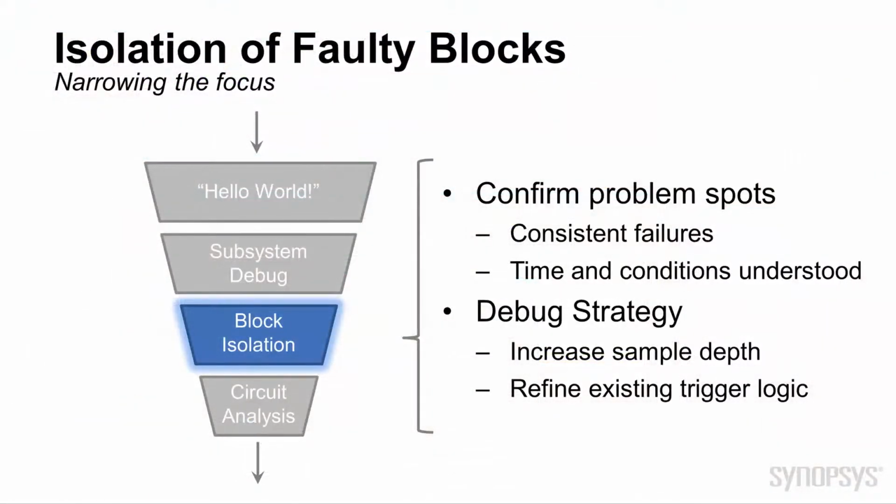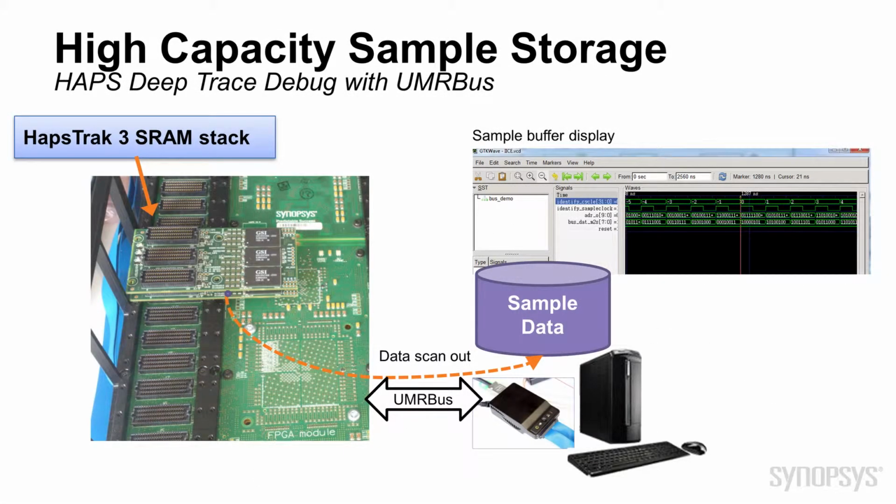During the next phase of debug, faulty blocks are isolated from the rest of the system to confirm problem spots. Our debug strategy shifts now from wide visibility to a more focused review for longer periods. Because block-level validation of IP often involves complex protocols, milliseconds of runtime may be required to be sampled to confirm operation. Identify provides options for high-capacity storage by using HAPS hardware accessories.